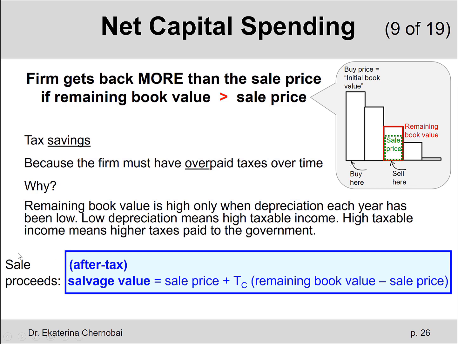And so the sale proceeds, or the after-tax salvage value, when the tax refund is considered, will equal how much some buyer is paying us, or the sale price, plus the whole tax savings amount, which is calculated by looking at the difference between the remaining book value and the sale price and multiplying that dollar difference by the tax rate which is given to us.